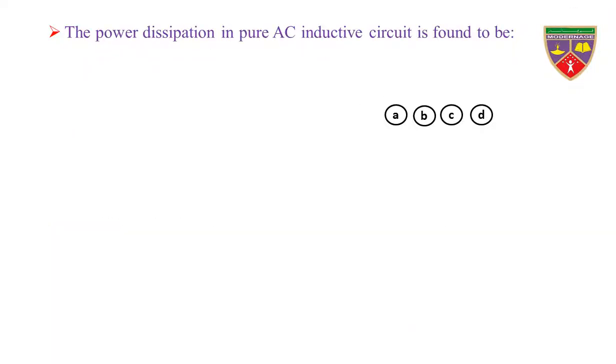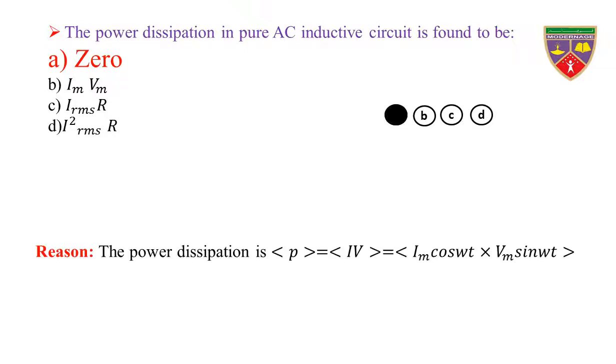The power dissipation in pure AC inductive circuit is found to be: option A 0, option B ImVm, option C Irms, or option D I square rms. The key is 0. Therefore, the correct option is A.